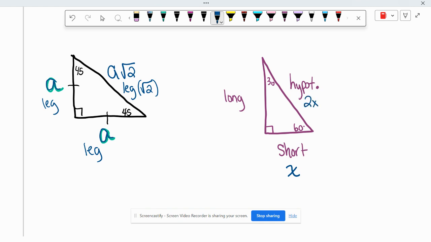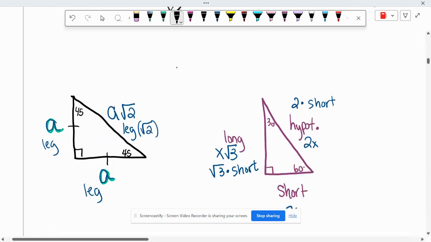If you know the short leg, what is the long leg? X root 3. So the hypotenuse, I'm going to write it out in words so you can see what's happening. 2 times the short leg. The square root of 3 times the short leg. That's all we're doing, okay? That's all you're doing.